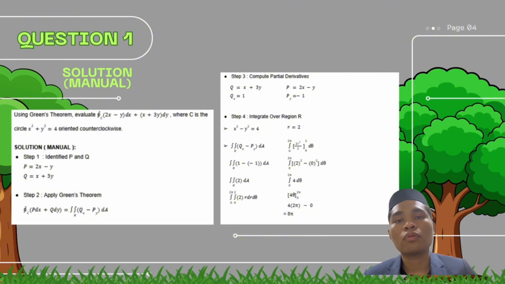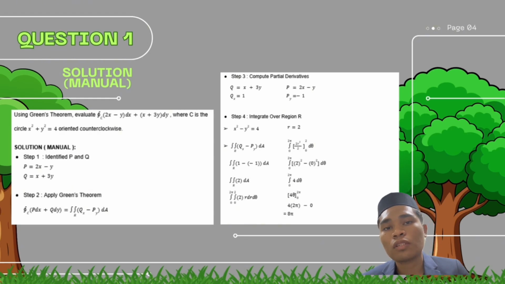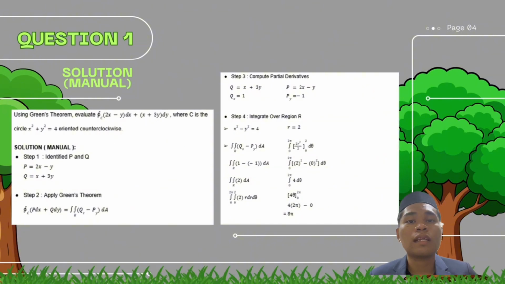In step 2, we write the general equation of Green's Theorem, which is the integral over C of P dx plus Q dy equals the double integral over R of (∂Q/∂x minus ∂P/∂y) dA. Then in step 3, we take the partial derivatives by differentiating P and Q. The value of Q is x plus 3y, so we differentiate Q with respect to x and get 1. Then P equals 2x minus y, so we differentiate P with respect to y and get negative 1. So we go to step 4.